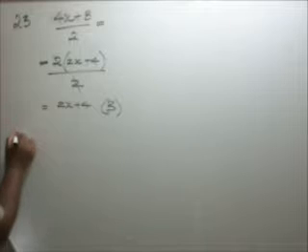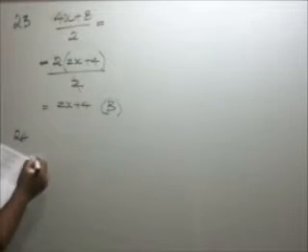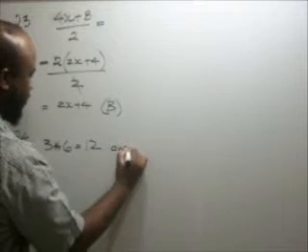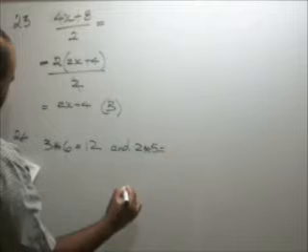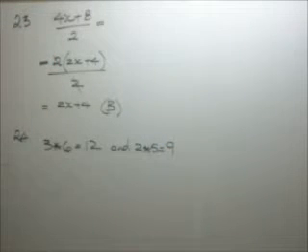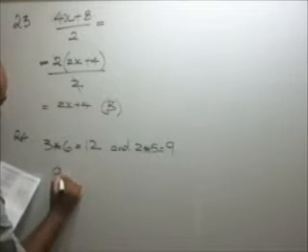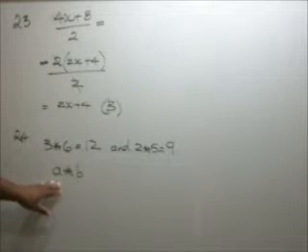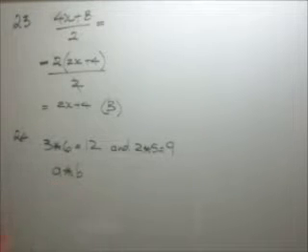Alright, question number 24. We have 3 star 6 is equal to 12, and 2 star 5 is equal to 9. We're asking now, what would A star B be defined as? This is a question on binary operation. It might take you a little longer than 1.5 minutes when you're doing your multiple choice exams. It's a question that can only be solved by trial and error.